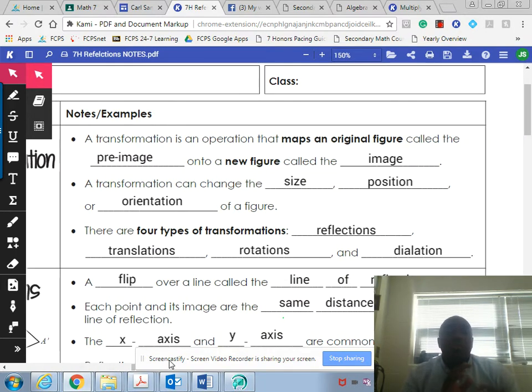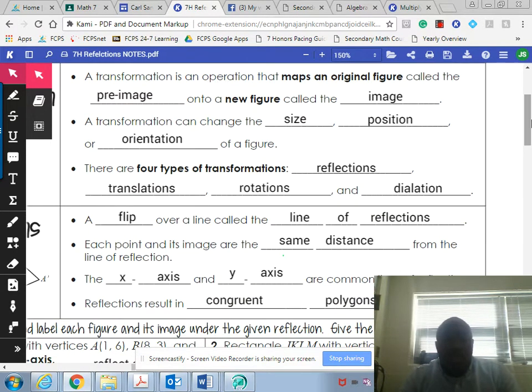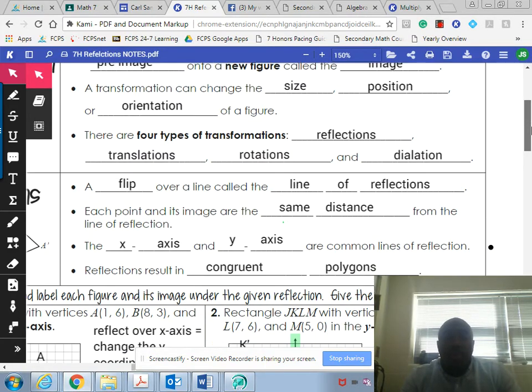First and foremost, with all of these different transformations, a transformation is an operation that maps an original figure. That original figure is always going to be called the pre-image. Now we transform that pre-image onto a new figure, and that new figure is called the image. Our original figure is always the pre-image. The new figure will always be the image. Now, when we do a transformation, we can change the size, the positioning, or simply the orientation.